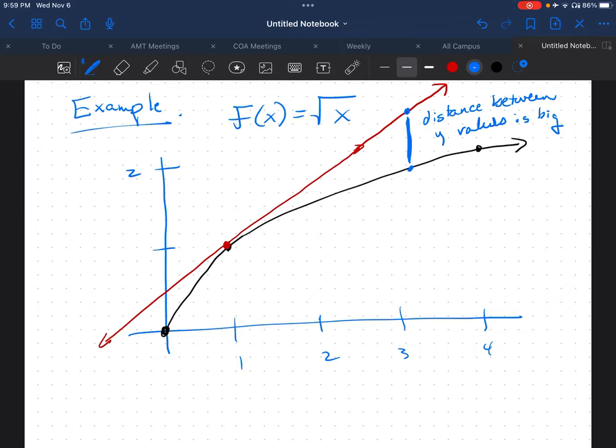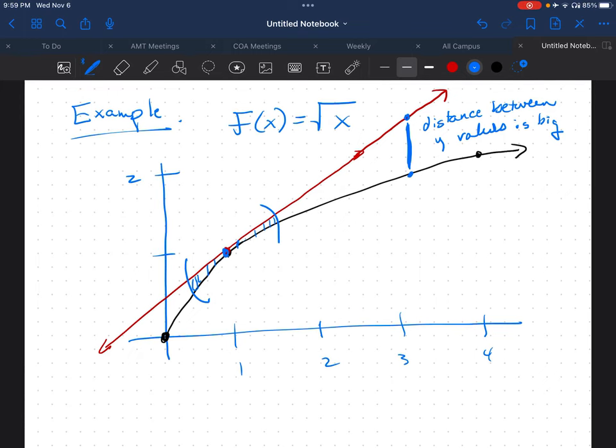But if you look right here around 1, in this local area, the distance is not that big. First of all, at 1, the distance is 0 because that's where I put my tangent line. But even across here, these distances aren't that big, right? And within those parentheses, we say that this tangent line is a fairly okay approximation for the square root function, right? Again, it depends on the underlying function how good this approximation is.